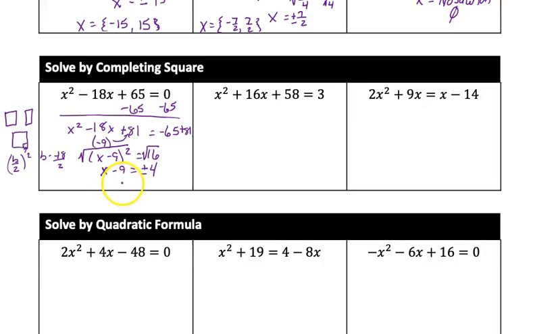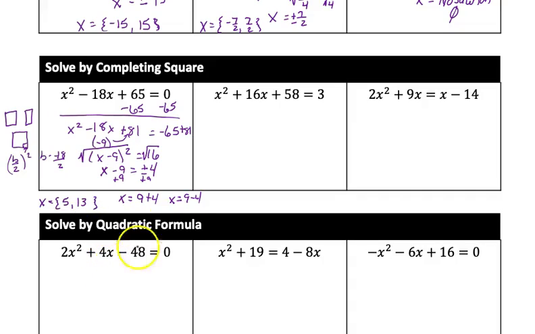I'm going to add the 9 to both sides. And so now I have x equals, think about this, I have x equals 9 plus 4, and I also have x equals 9 minus 4. So using that information, I can say that my solution set is, well, 9 plus 4 is 13, and 9 minus 4 is 5. So I can say, well, this is going to be 5 and 13.